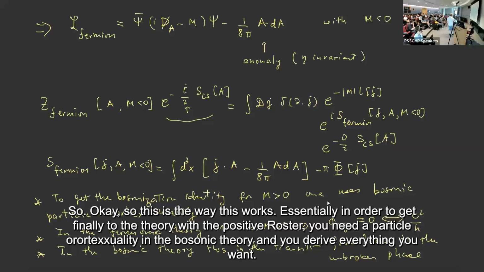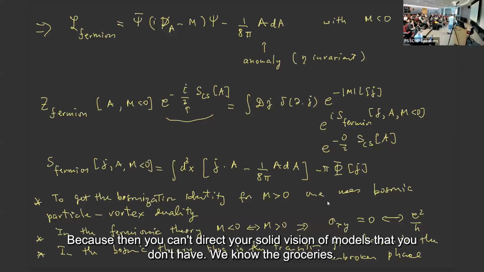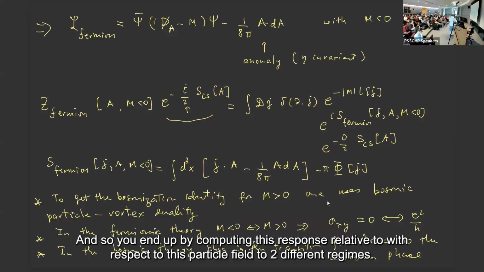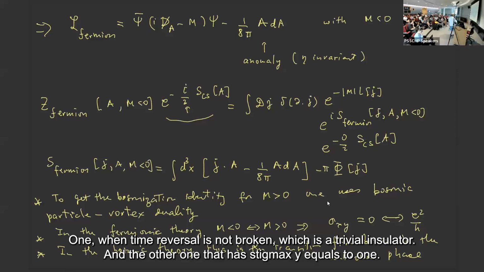So essentially, what it says is that deep in these phases, you can make this argument. What we cannot prove is that this is true at every point, because then you have to actually solve this loop model, which we don't know how to solve. But we know the properties of the loop model. And so you end up computing this response with respect to this background field in two different regimes. And this we know from the lattice models and the theory of Chern insulators and many others, that there are two possible phases. One, when time reversal is not broken, which is a trivial insulator, and has sigma xy equal to zero. And the other one that has sigma xy equal to one.